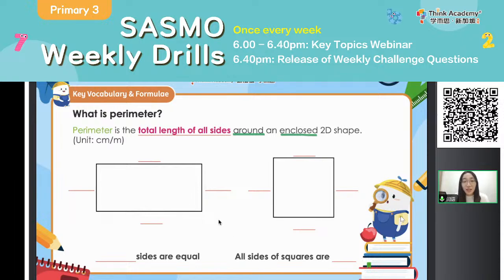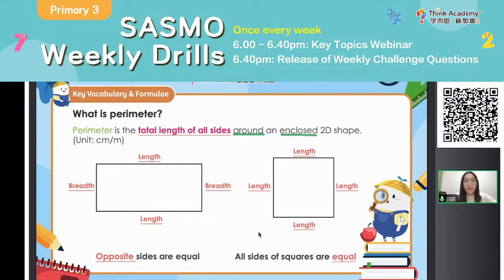And then basically you're going to understand how to figure out the perimeter of a square and rectangle. When it comes to a typical rectangle, you can see that the longer side, we call it length. And the shorter side, we call it breadth. And you can see that the opposite sides are equal. Then when it comes to the square, it is much easier because all the sides are of the same length.